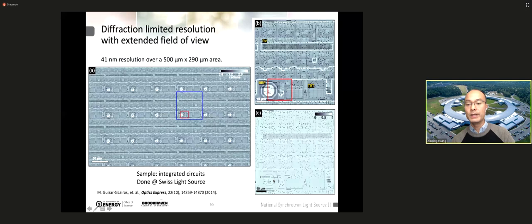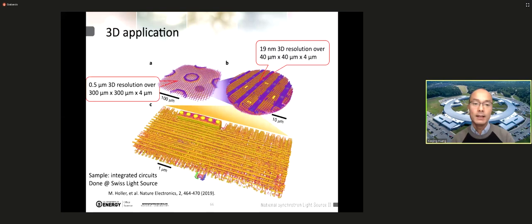And of course, this technique can be applied in 3D. In this case, they imaged a 300 by 304 micron area, and in their final scans, they achieved 19 nanometer 3D resolution. So basically, this technique combines the advantages of scanning probe and diffraction techniques.